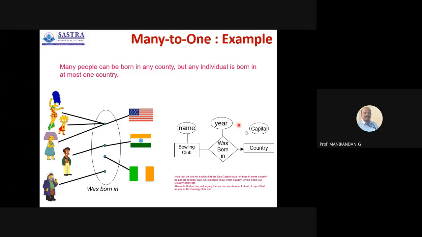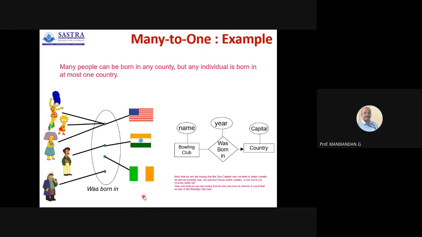So now what is the relationship type? Relationship type is was born in. So you are having two entity types. One is bowling club and another one is country. The attribute for this country is going to be capital. The attribute for your bowling club is going to be name. So many to one. If you take this case, for this country, many people can be born in a country. But if you take an individual, they are born in at most one country. So that is the relationship between many to one.